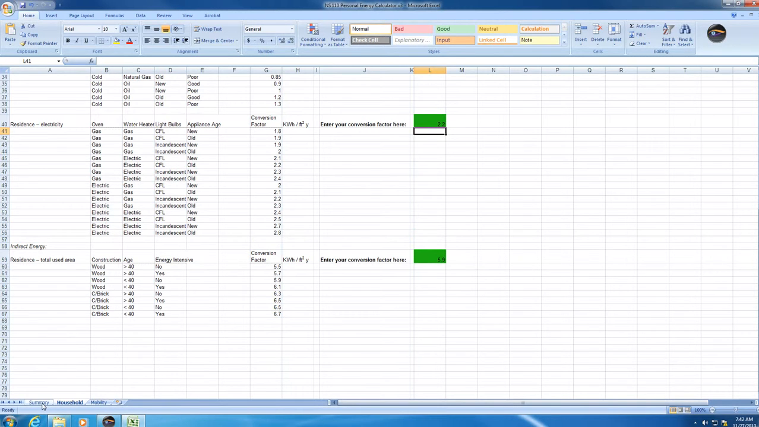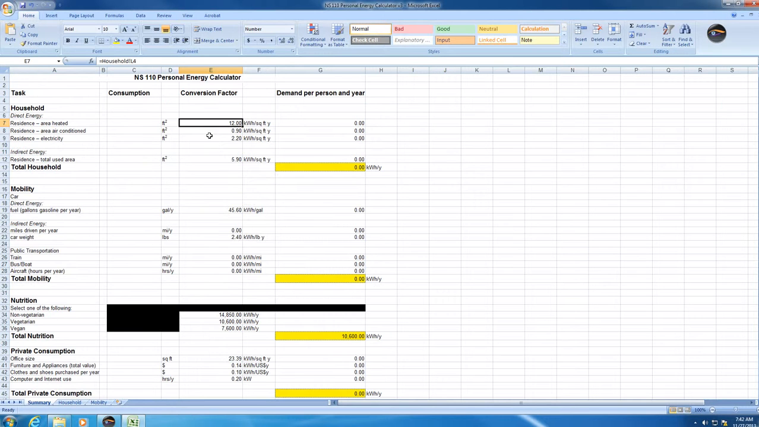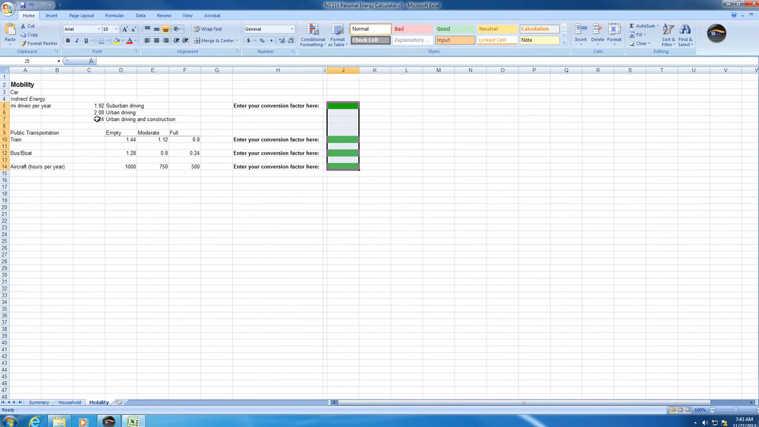If you go to the summary sheet, you'll see at the top that these 4 conversion factors have been automatically entered. Now let's go to the mobility or transportation spreadsheet, the third spreadsheet. If you do mostly suburban driving, the conversion factor for miles driven per year is 1.92. If you use public transportation, let's say a train, and the train is always full, then the conversion factor is 0.8. At this point, we'll take a short break and allow you to enter the other 2 conversion factors.